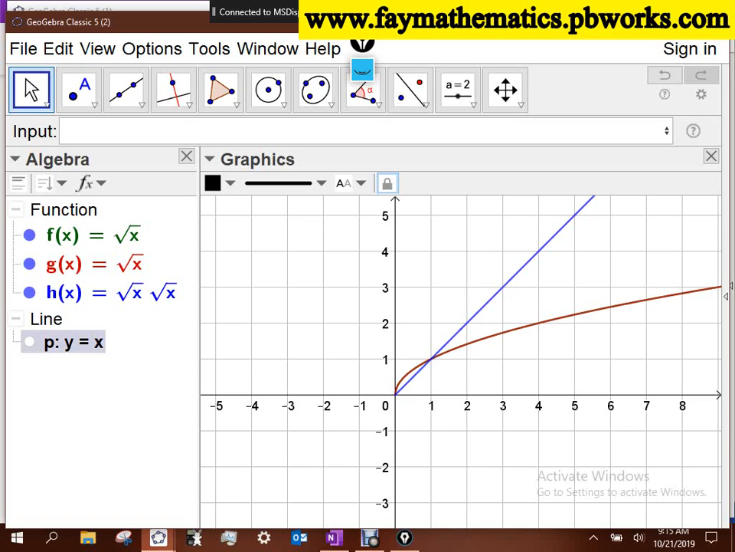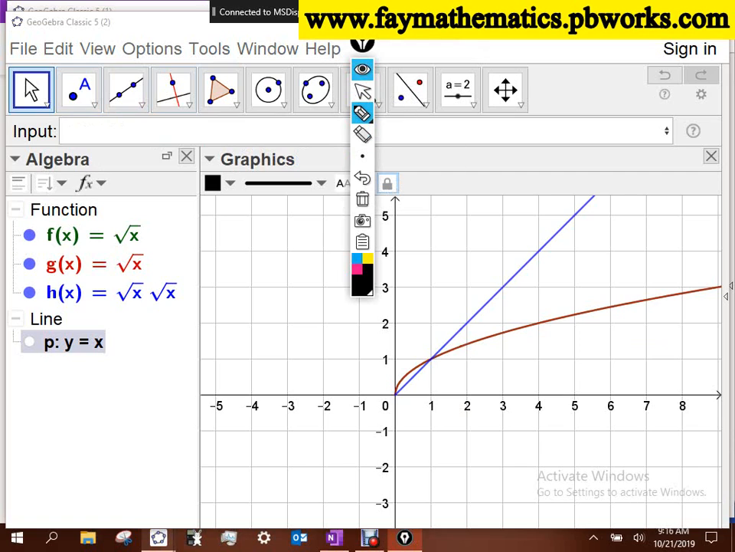Think about this. When I say f of x times g of x, I am taking the y values. Let's go out here to 4. So x is 4. The y value here would be 2. So f of 4 is 2. g of 4 is 2. Does that make sense?